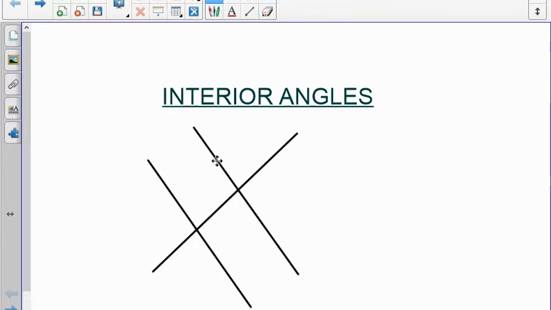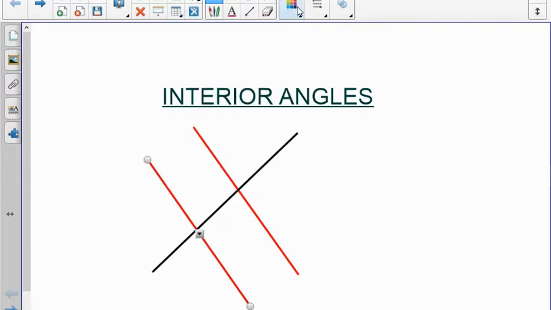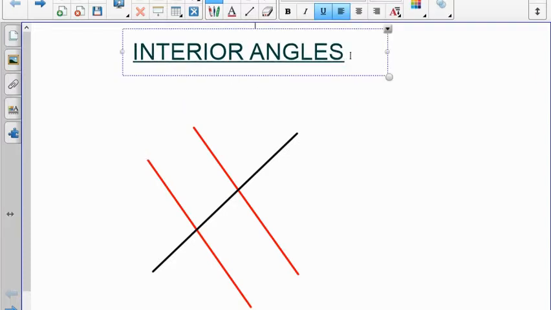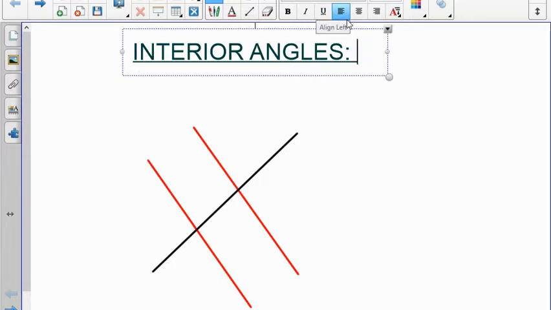I am going to make my parallel lines a different color so that you can see which ones are parallel and which ones are not, okay? So today we're talking about interior angles. It's important that we know what interior means. This is a word that you might have heard before. If I said the interior of your house or the interior of your car, that means the inside of your house or the inside of your car.